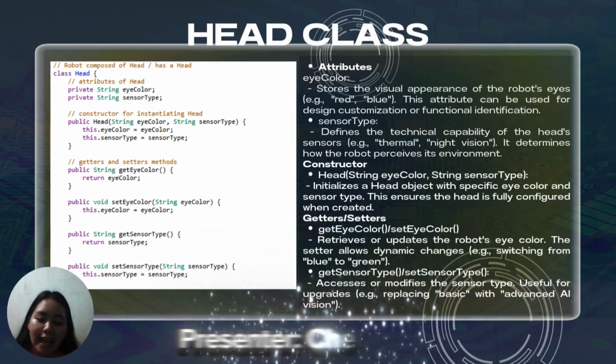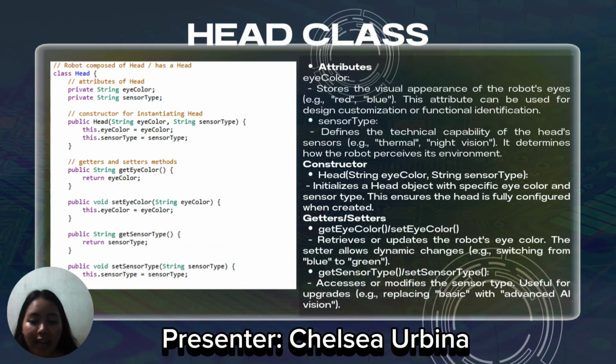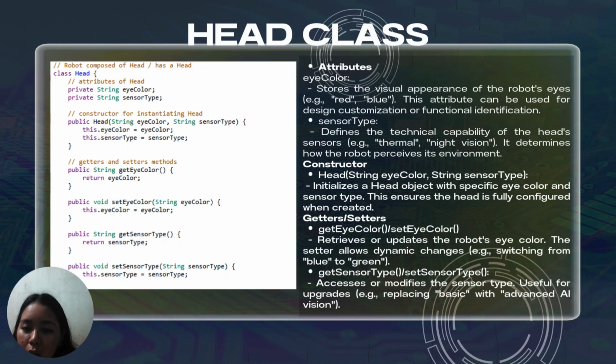I am Chelsea Urbina, and I am going to explain one of the inner classes or nested classes in our robot.java, which is the head class. As we can see here, we have two attributes, the eye color and also the sensor type. So let me explain what these will do. The eye color attribute stores the visual appearance of the robot's eyes, such as red or blue. This attribute can be used for design customization or functional identification.